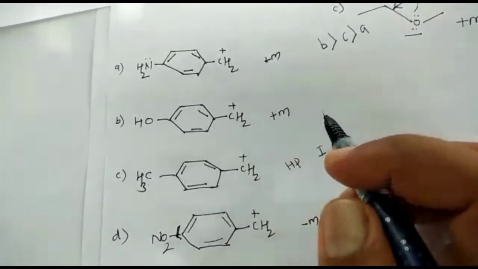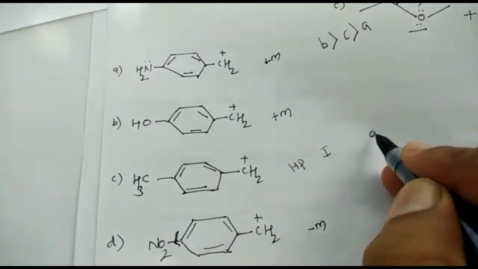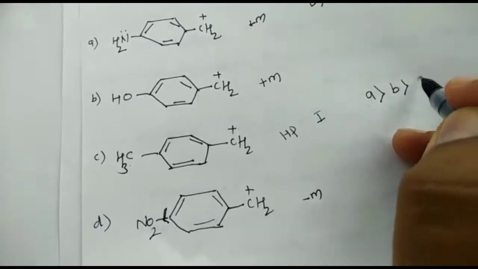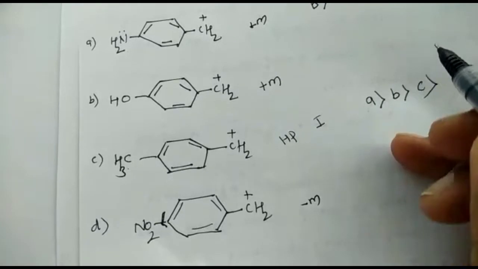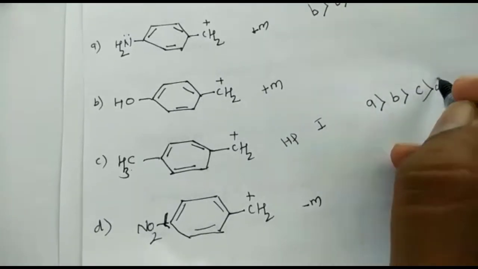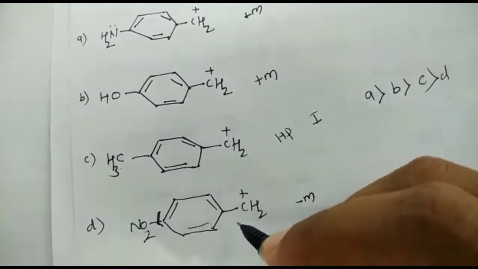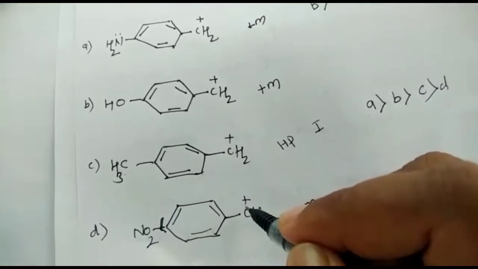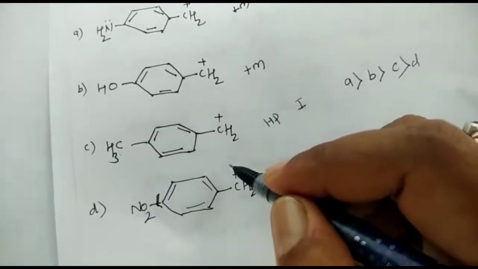Okay, so which carbocation is more stable here? A is more stable as compared to B and C. And the least stable carbocation is D, because of this electron withdrawing group. So the positive charge will increase more here, and the stability should decrease.